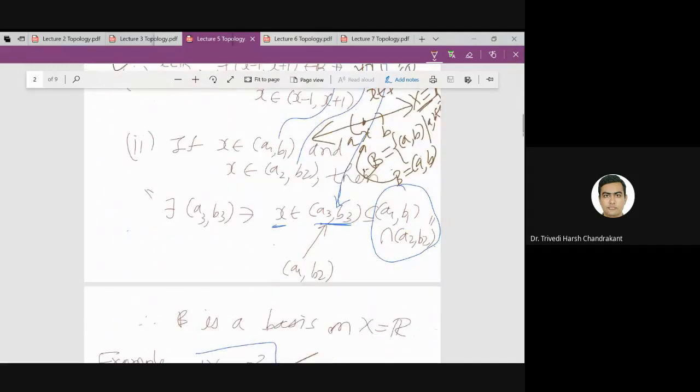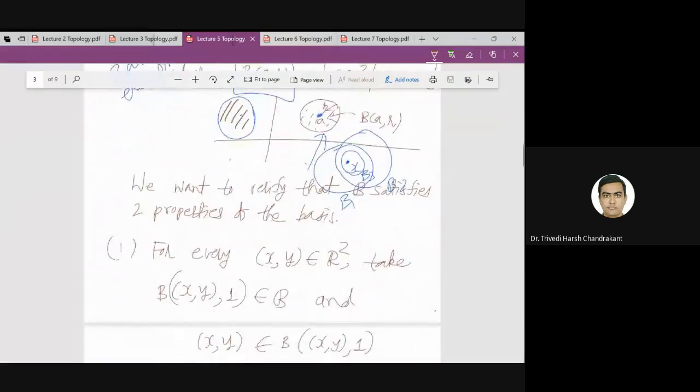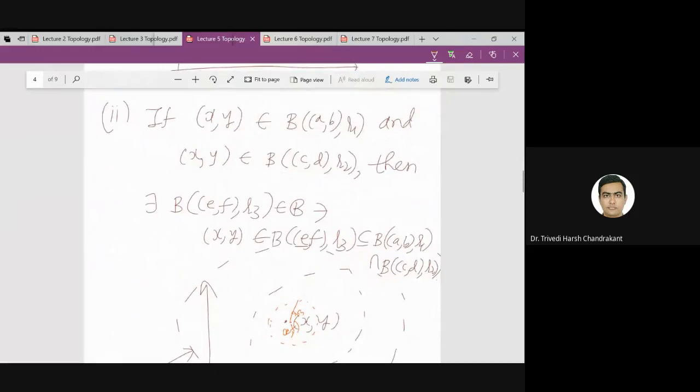And the second property is that if I have any point x in the real line and two elements of this family B, that means two open intervals which contain that point x, then I can find another element of B, that is again an open interval, which is contained in the intersection of the first two open intervals. So open intervals satisfy both the properties of the basis. So in some sense, in basis we are extending the notion of intervals.